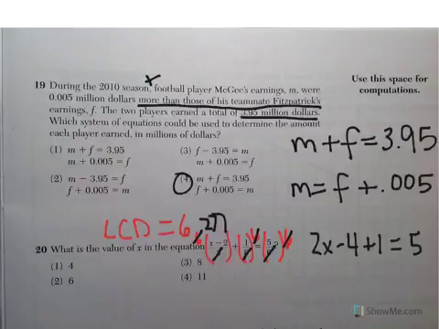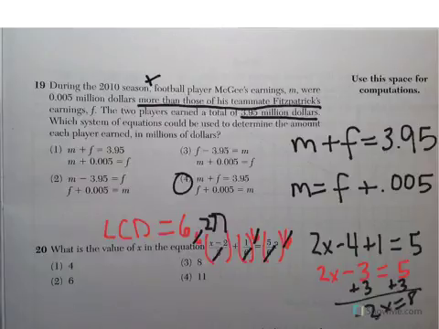Now we just have an equation that we need to solve for x. So combine like terms that are on the same side of the equal sign. So we have 2x minus 3 equals 5. And then we're going to add 3 to both sides to get x alone. 2x equals 8. Divide by 2, and so x has to equal 4, which is choice 1.